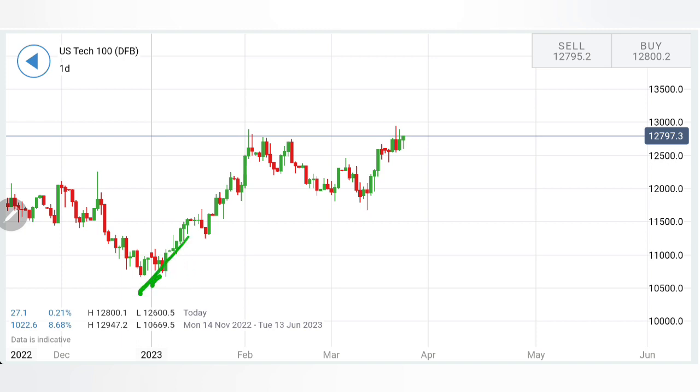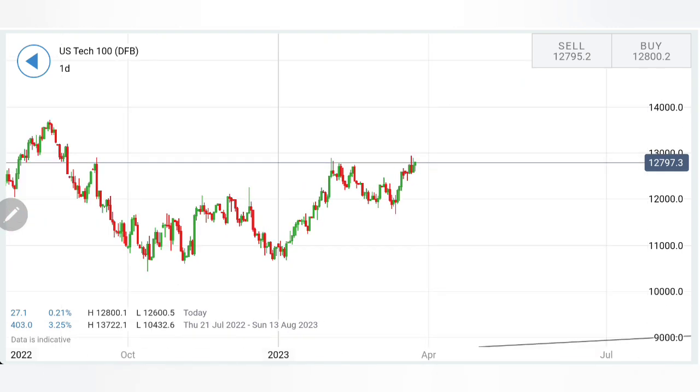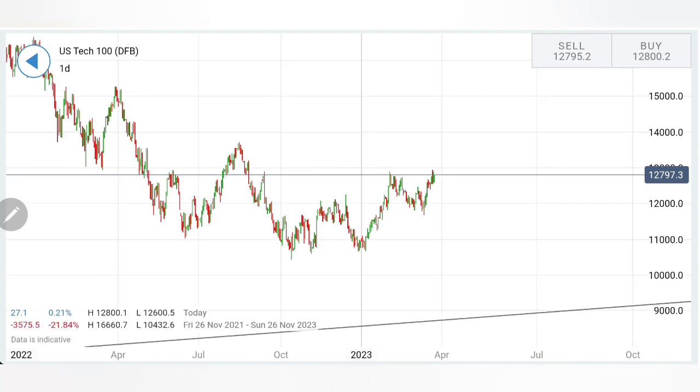What has happened here? On the daily charts, see the rally here, retracement. I told you this is the flag, and this has again broken out. So possibly it may try to stay bullish, but you have to be watchful of the 12,950, 13,000 levels. And beyond that we may look at 13,500, the next target.